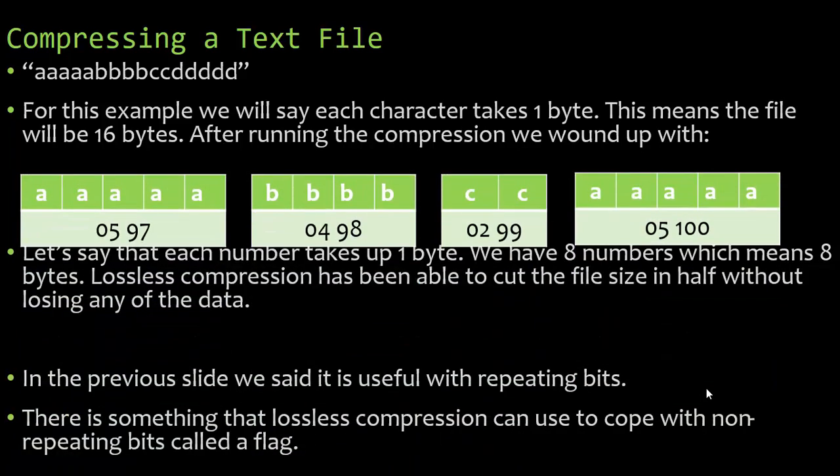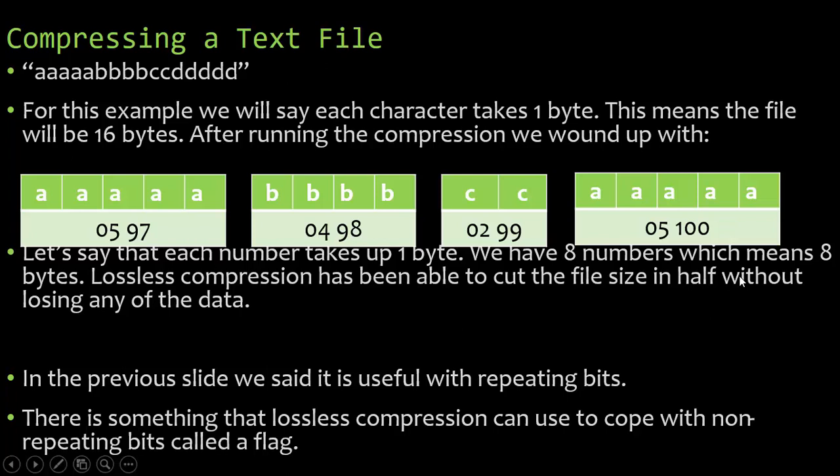So here's our table again. Let's say that each number takes up 1 byte. We have 8 numbers, which means 8 bytes. Lossless compression has been able to cut the file size in half and we didn't lose any of the data. We still have all the A's, the B's, the C's, and we still have all the D's. This is a typo on my part there.